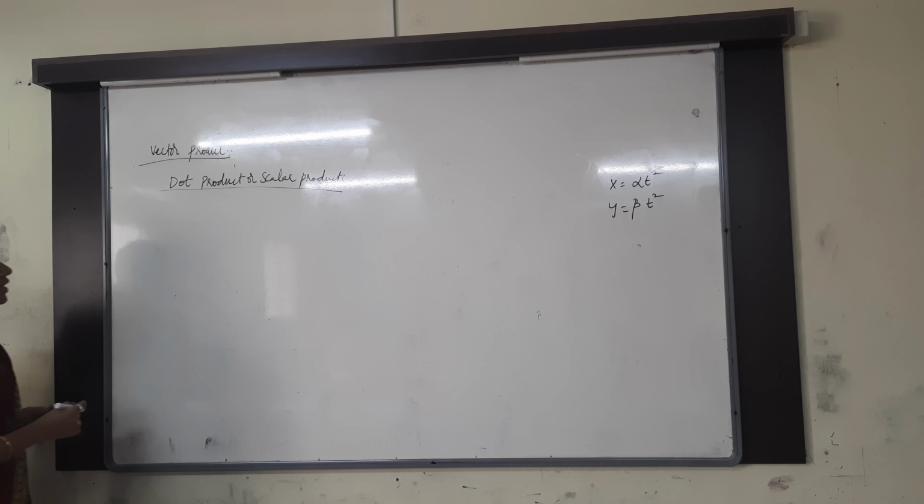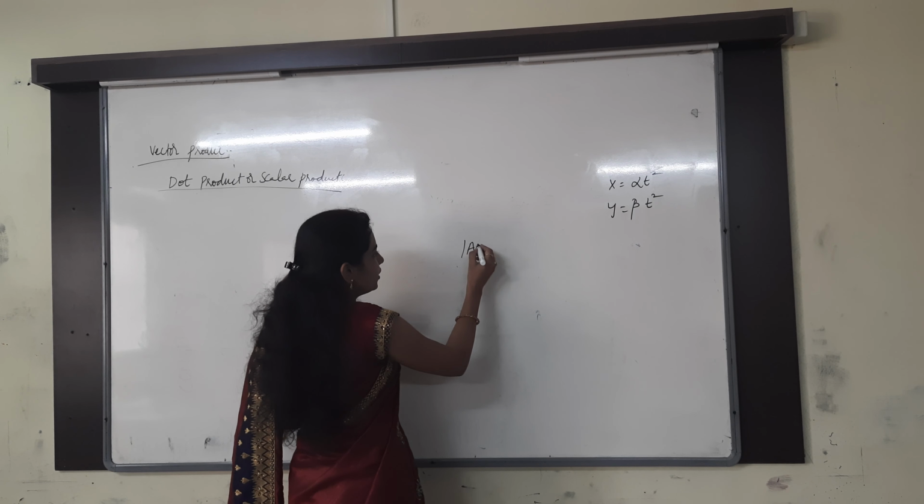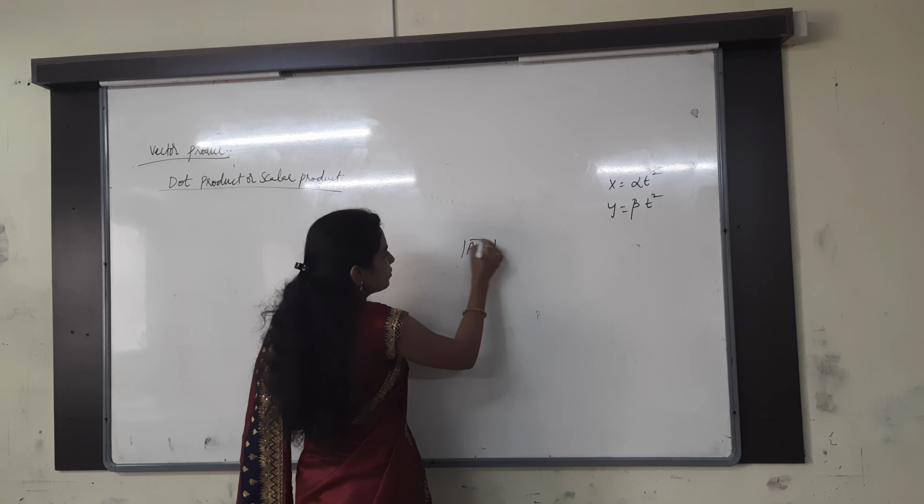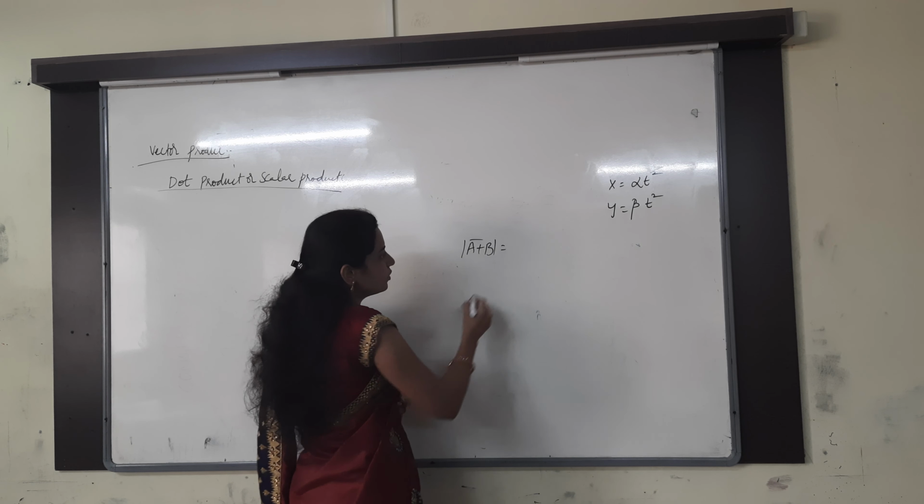Till now we have finished the addition and then subtraction even. In addition, what is the formula? We will get modulus of anything that might be. Modulus of a plus b is equals to what we will get? Root over a square plus b square plus 2ab cos theta.